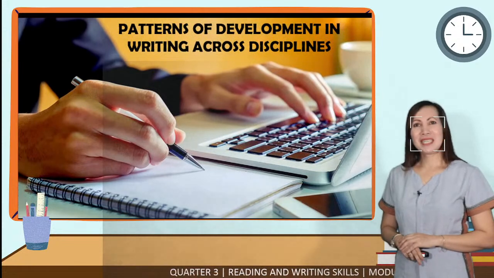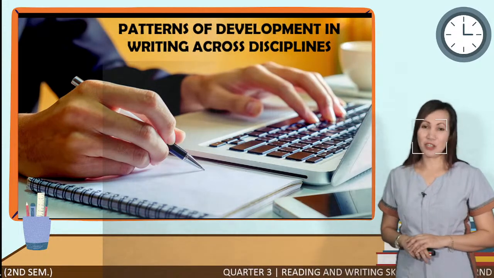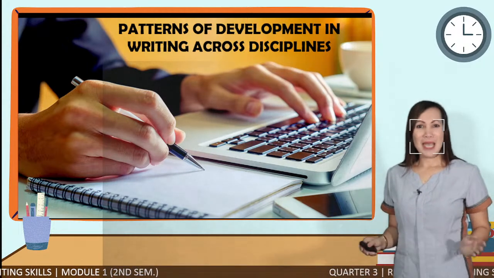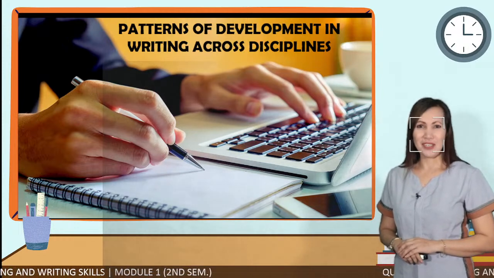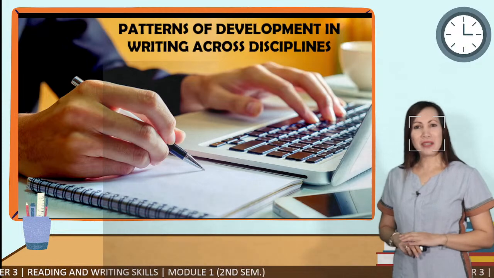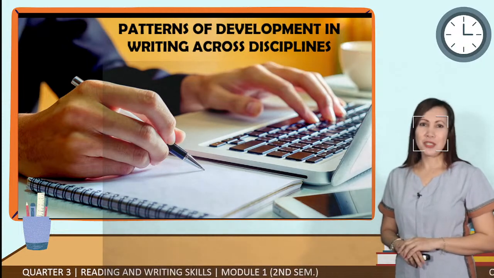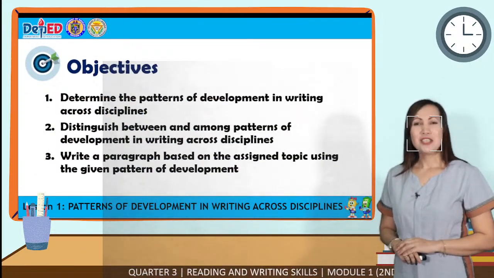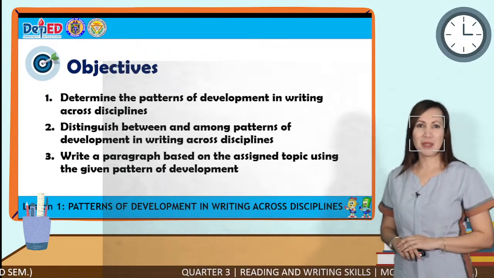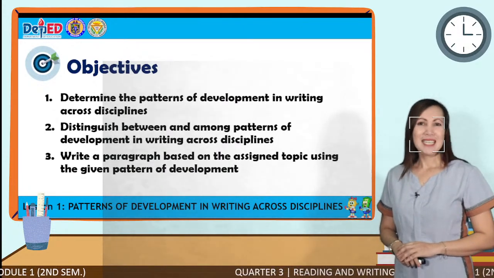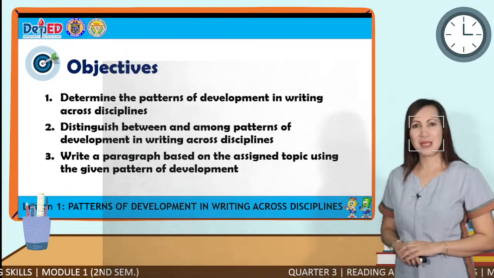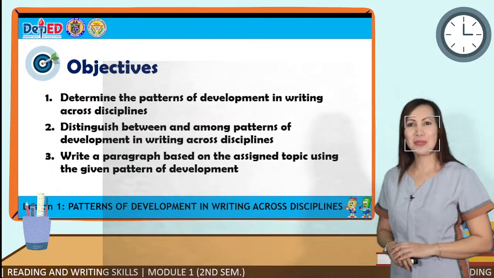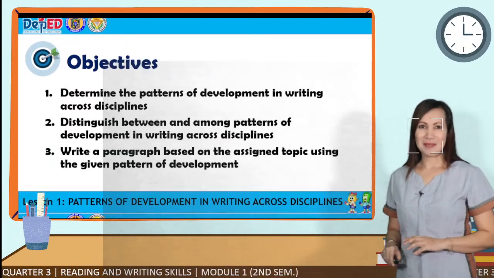Today, we are going to discuss patterns of development in writing across disciplines. How many patterns of writing development do you know? Based on my references, there are about 9 patterns, and since the lesson is quite long, we are going to discuss the first 4 patterns today. And here are our lesson objectives. At the end of the lesson, you should be able to determine the patterns of development in writing across disciplines, distinguish between and among patterns of development in writing across disciplines, and write a paragraph based on the assigned topic using the given patterns of development.